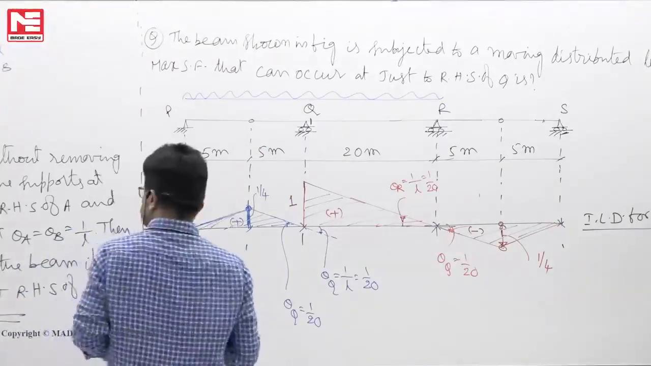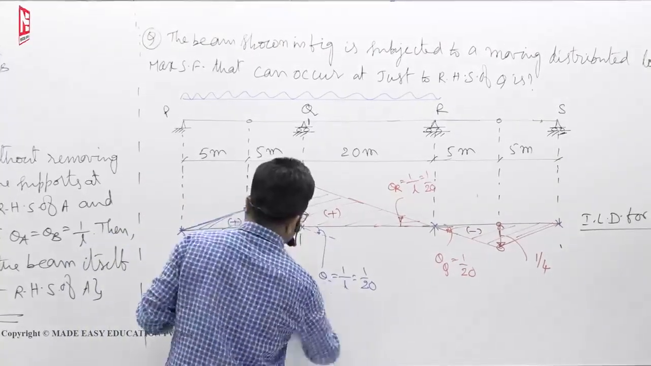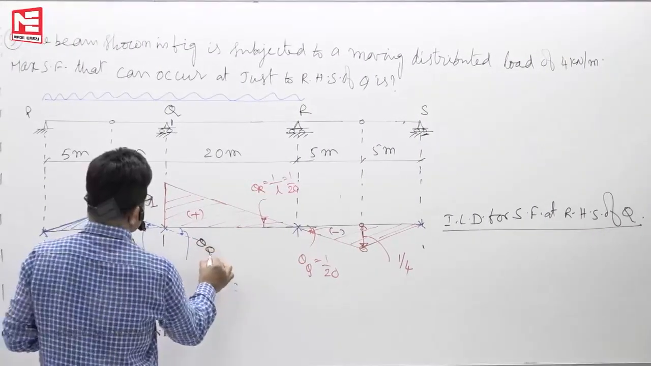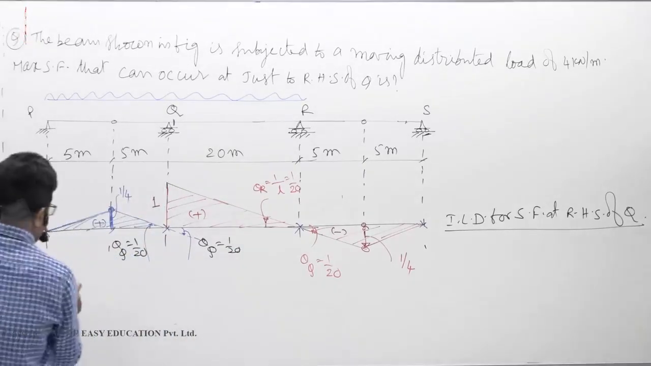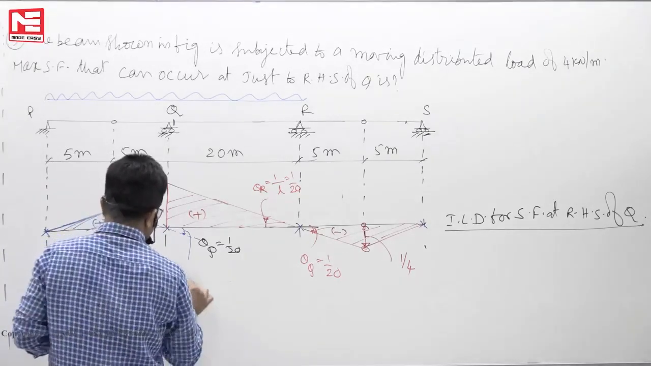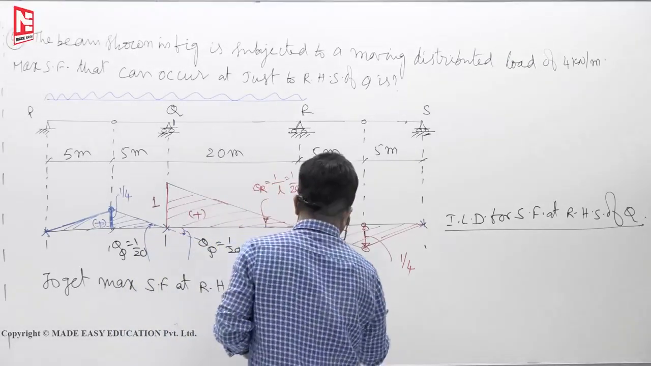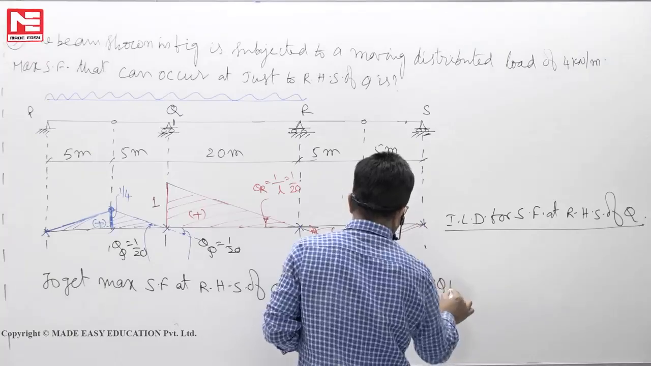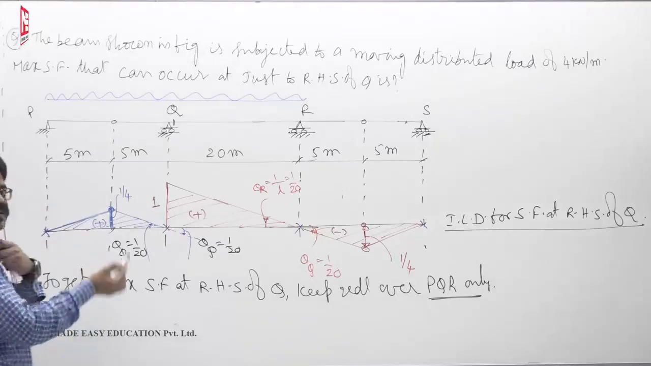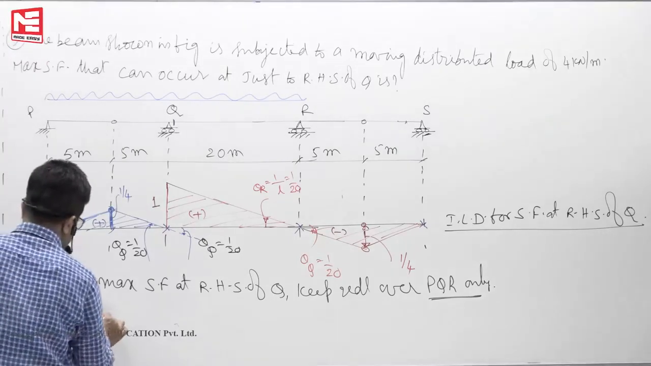So now, to get maximum reaction, you have to keep the load like this. Theta Q we know, theta Q is 1 by 20. This is also 1 by 20. So to get maximum shear force at RHS of Q, keep UDL over PQR only. Okay, so the ILD will tell where we have to keep it. So, maximum shear force at RHS of Q.